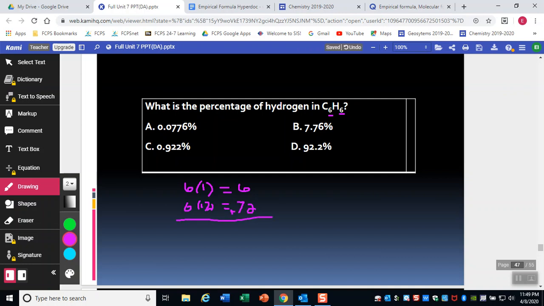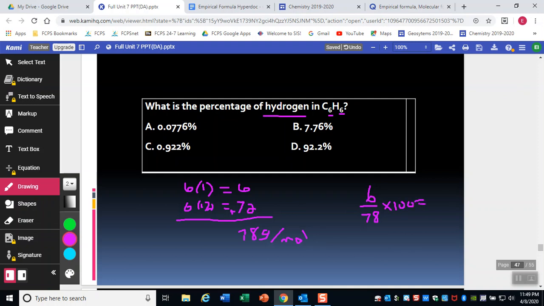All right, and if I want the total molecular mass of this molecule, I'm going to add that together. So that would be 78 grams per mole. All right, so if I want the percentage of hydrogen, that would be how much hydrogen I have, 6, divided by the whole. So the part divided by the whole is 78. And that gives me a decimal. Then I'm going to times that by 100.